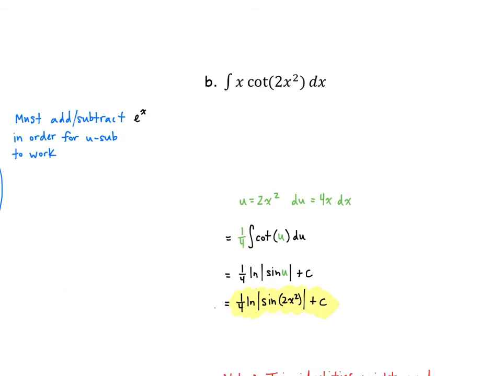Hopefully you recognize this is a relatively straightforward u substitution, where u is 2x squared, so du is 4x dx. We can bring that 1/4 out front, and we're just integrating cotangent of u. So this is just a reminder of, oh, what is the integral of cotangent of u? All right, so remember it's ln of the absolute value of the sine of u. Don't forget your plus C, and now we can substitute on back. So reacquaint yourself with those trig identities, all right?